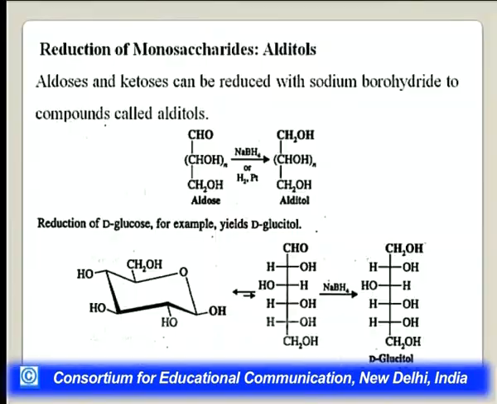Now another important reaction. We have discussed oxidation in detail. With bromine water, only the aldehyde group, the terminal aldehyde group, gets oxidized to carboxylic acid. Nitric acid is a strong oxidizing agent, so it will oxidize both the terminal aldehyde group and the terminal CH2OH group. With periodic acid, you have seen that carbon-carbon cleavage took place, and we have also seen the different products.